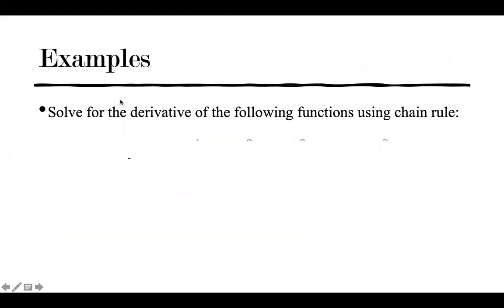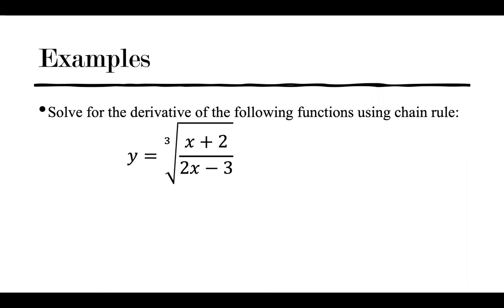And the last example is this. So we solve for the derivative of y is equal to cube root of x plus 2 all over 2x minus 3. So this is quite challenging. All right, so let me write first the formula, just for you to be guided with the formula of our chain rule differentiation. Again, if we have h of x, h prime of x, the derivative is f prime of g of x times g prime of x.